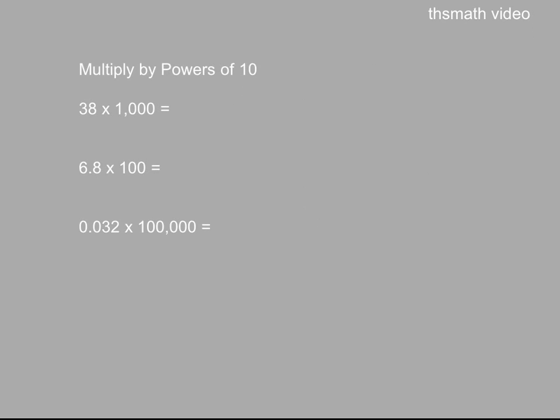So to multiply by powers of 10, just remember you need to move the decimal point to the right. When we multiply by a power of 10, we're moving the decimal point to the right. And in this example, 38 times 1,000, I want to move my decimal point to the right 3 times because there are 3 zeros in 1,000.